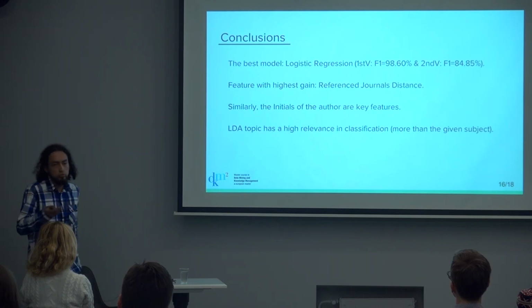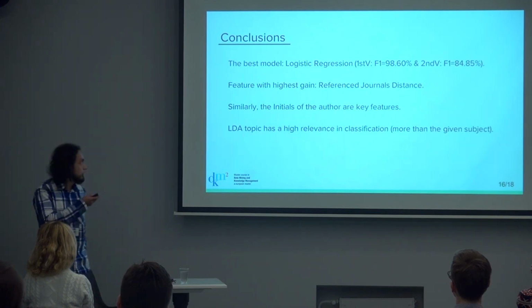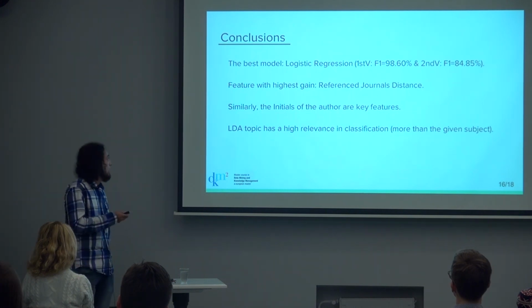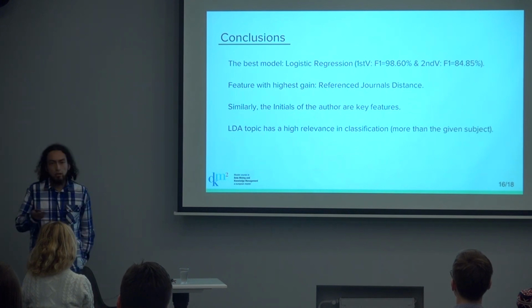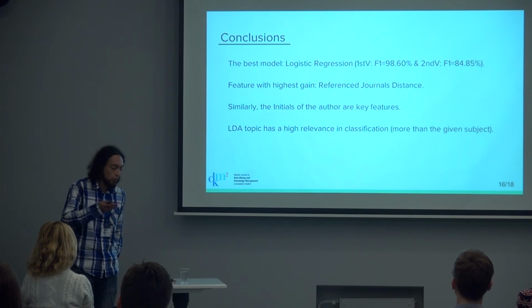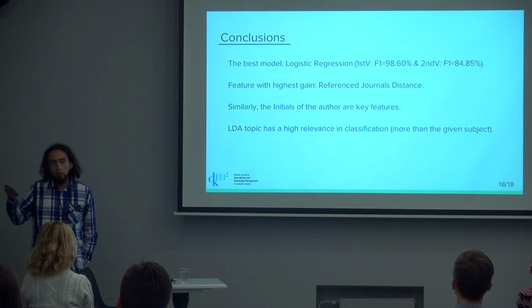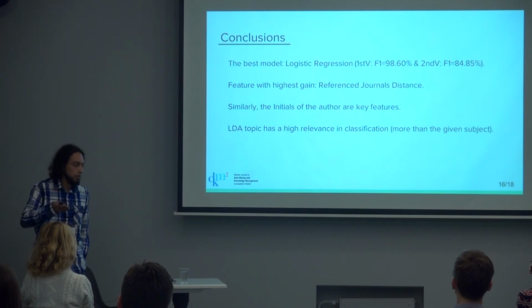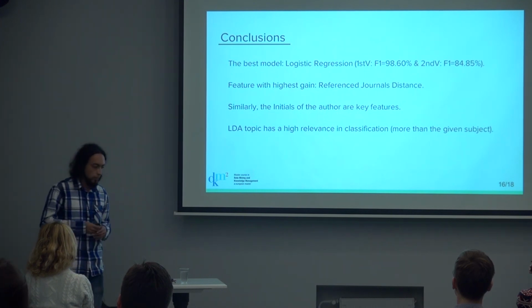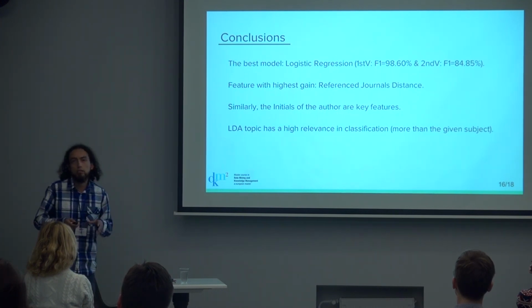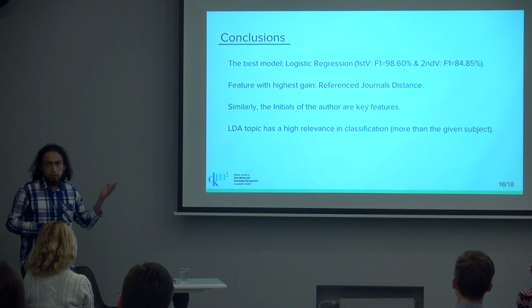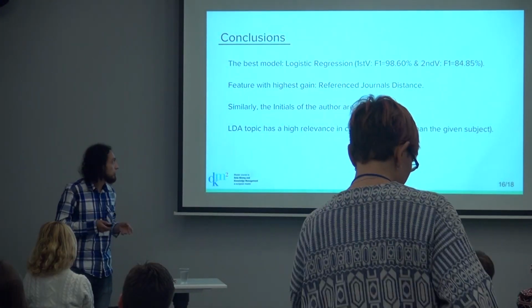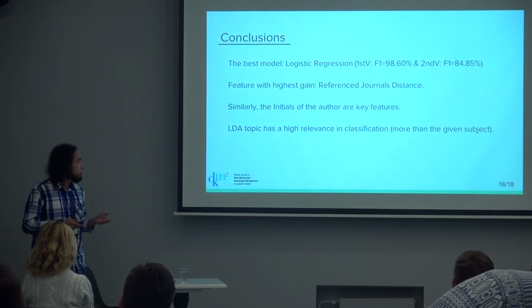So the conclusions: in our case, the best model was the logistic regression with very good results. The feature with the highest gain is the reference journals, as we can say that authors tend to cite other papers and other works from the same journal as they do. And this could lead to another investigation for community of co-authors. And the initials of the author are really important, as we can suppose.